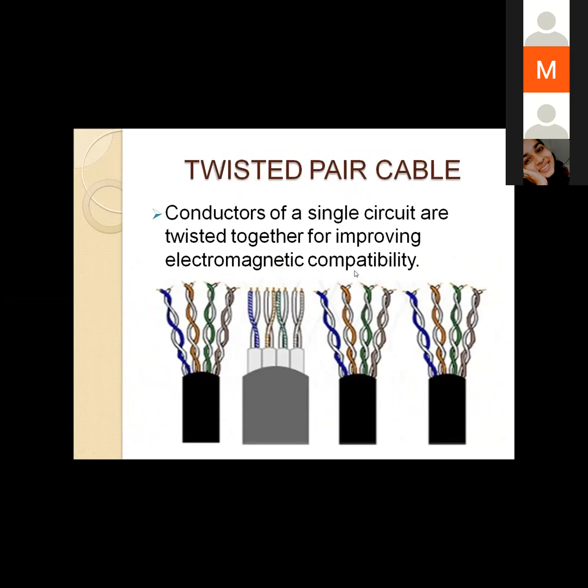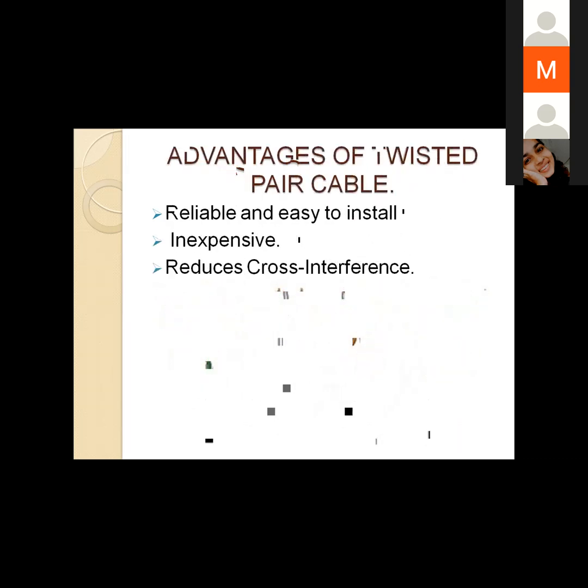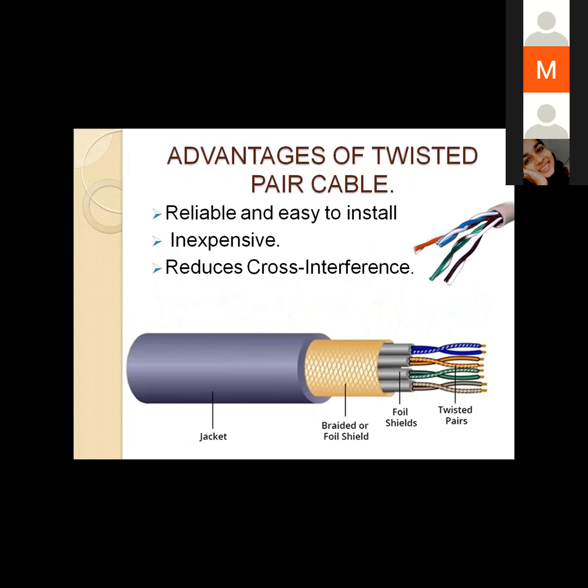Twisted pair cables consist of 8 wires which form pairs of 4 wires, and the thickness of these wires is around 0.4 millimeters to 0.9 millimeters. The advantages of twisted pair cables are that they are extremely easy to install, very reliable, and extremely inexpensive. The reason why they are twisted together is because there is a lot of electromagnetic interference when 8 wires are together. That is why they are twisted together, so it reduces the cross interference between the wires.